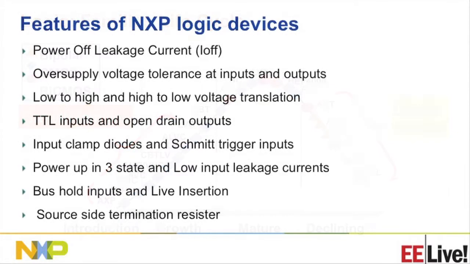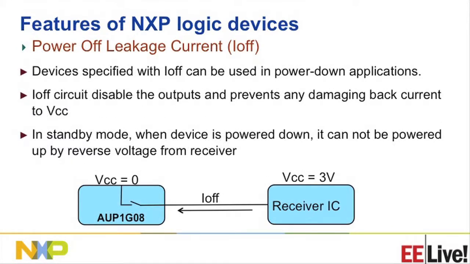So looking at the different features of these logic devices and electrical properties, in the data sheets you can find some features like power off leakage current, overvoltage tolerance, low to high and high to low voltage level translation, the TTL compatible inputs, power up in 3 state, etc. All of these features will help you fix a specific issue on a board in your application space. So we'll be looking at some of those features and how they help.